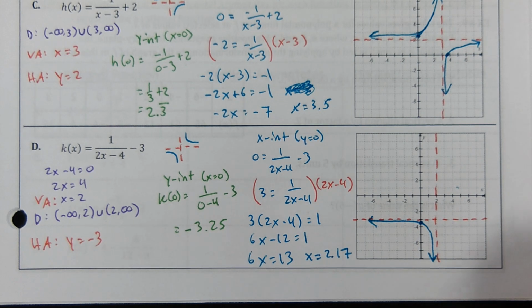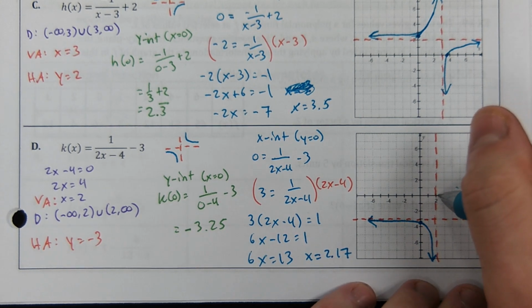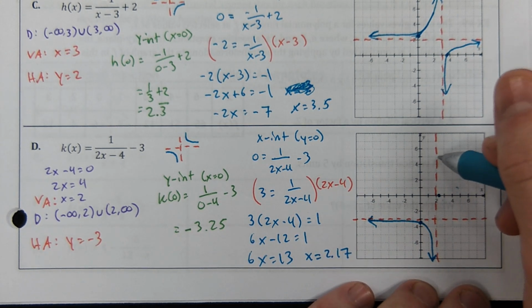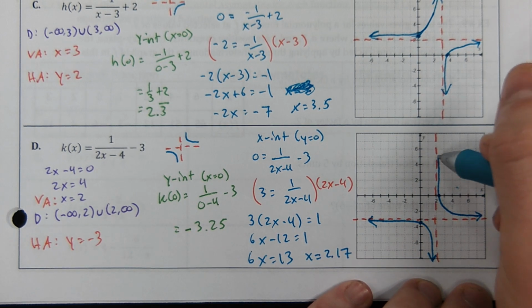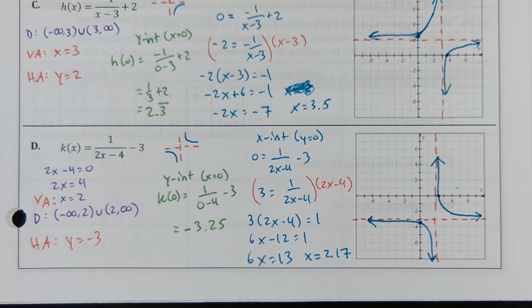It's actually 2.16 repeating, but that's really, really close to that asymptote. So your graph looks like this. Sheesh. We did it.